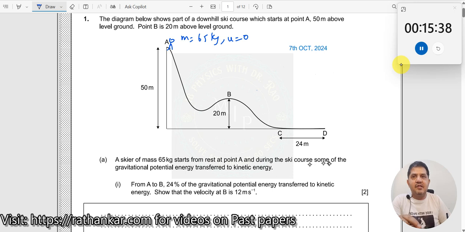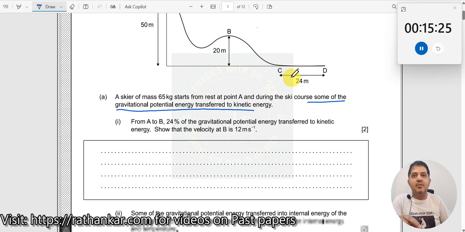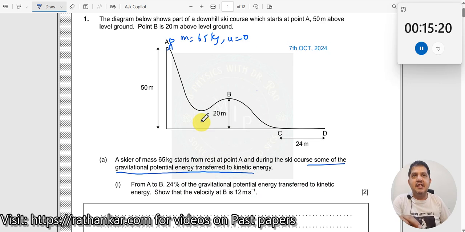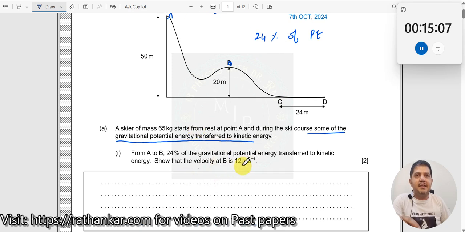During the ski course, some of the gravitational potential energy is transferred to kinetic energy. Why does it say some of the potential energy? Maybe there is some friction here, or in some way you're losing some energy. Now it says from A to B, 24% of the GPE is transferred to kinetic energy. Only 24% of the potential energy is transferred to kinetic energy when the skier reaches point B. Show that the velocity at B is 12 meters per second.